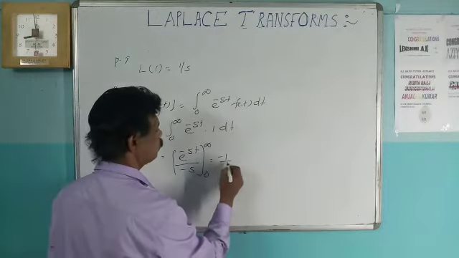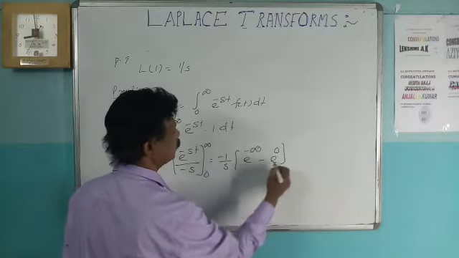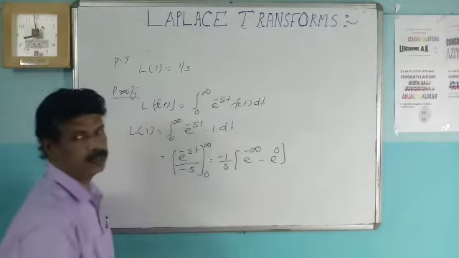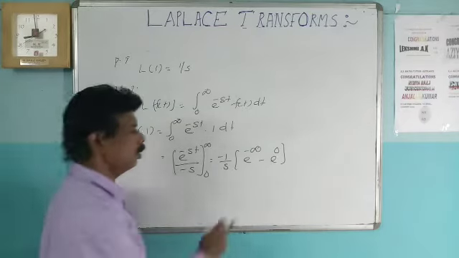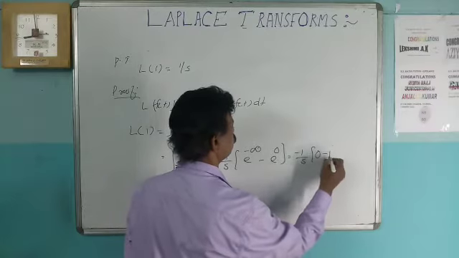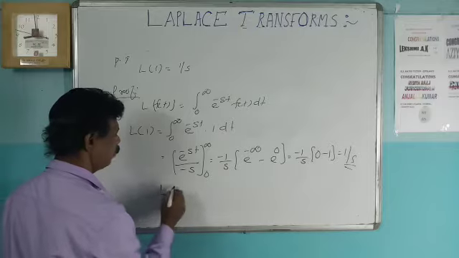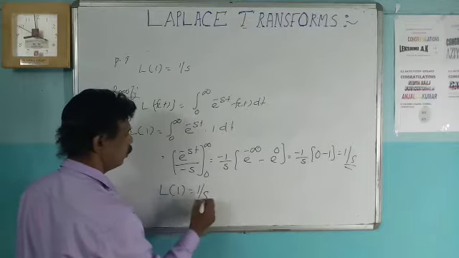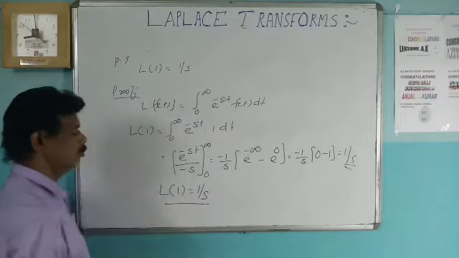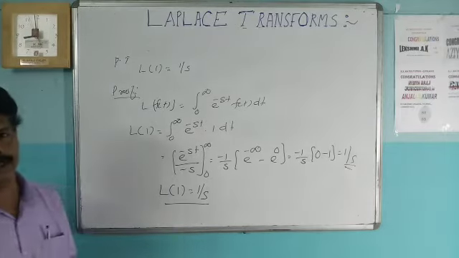Equal to minus 1 by s out of e raised to minus infinity minus e raised to 0. The value of e raised to minus infinity equal to 0 and e raised to 0 equal to 1. That is minus 1 by s out of 0 minus 1 equal to 1 by s. So we can write Laplace of 1 equal to 1 by s. That is the most important formula. You have to remember Laplace of 1 equal to 1 by s. Okay. Ready?